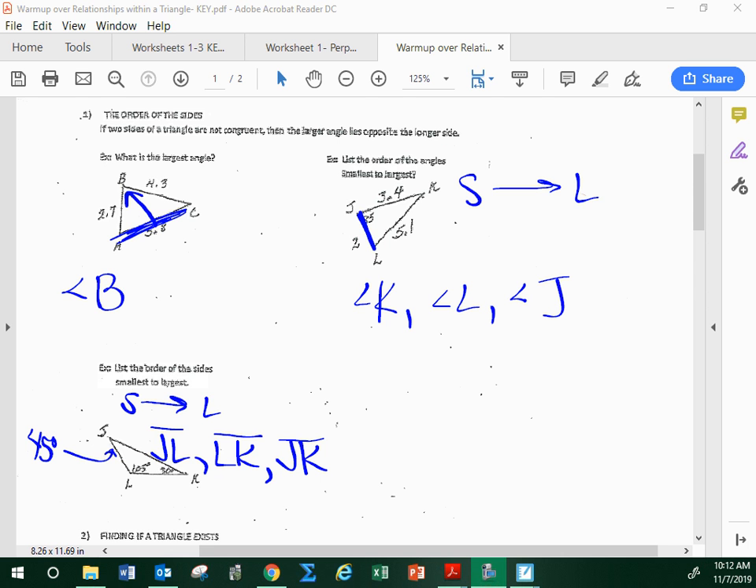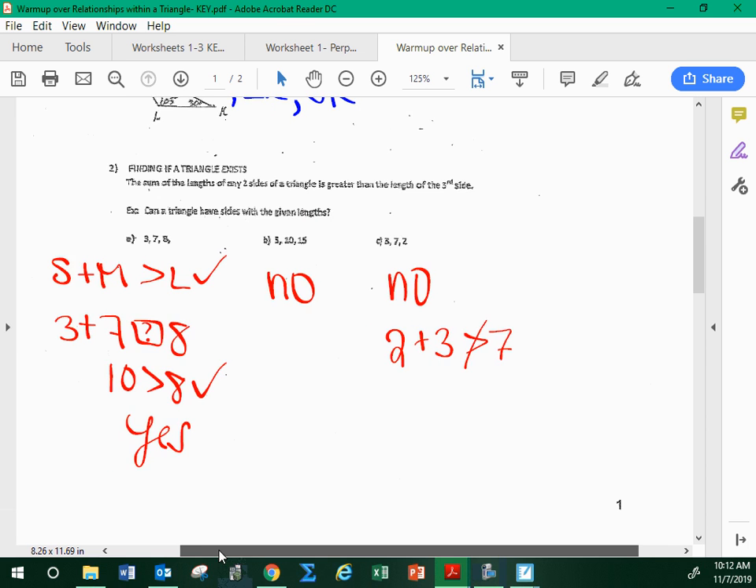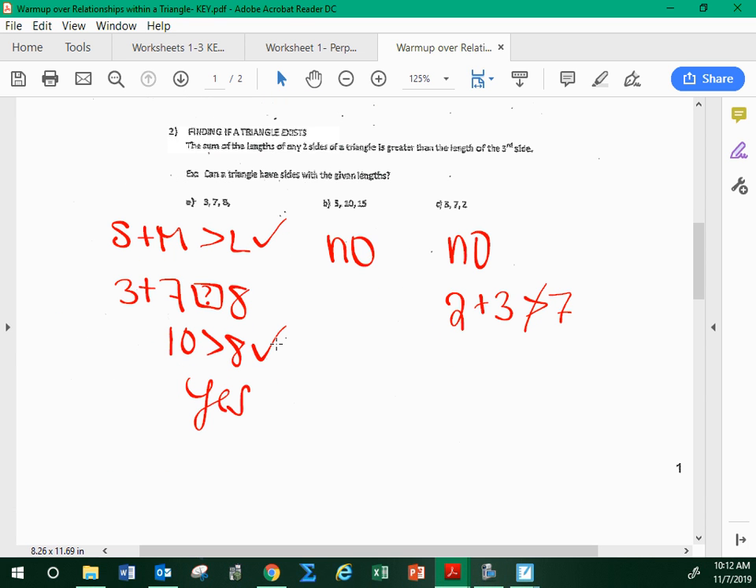All right. Then to decide if it makes a triangle, the theorem says any 2 sides have to add up to be bigger than the third side. Now we said our shortcut we can use is just check small plus medium is bigger than large. Do we have any questions on this part?